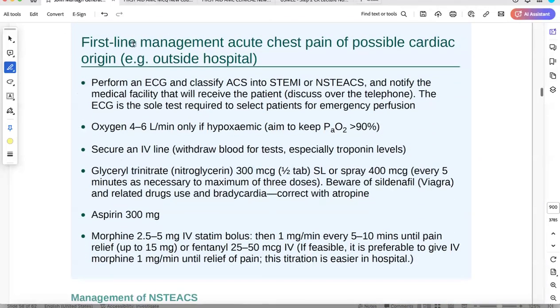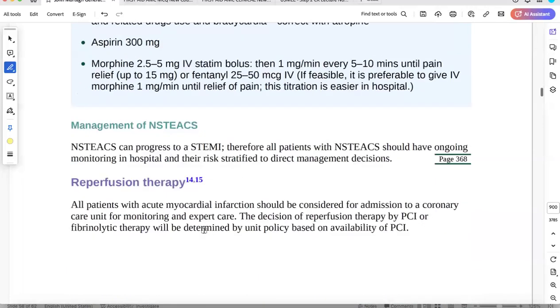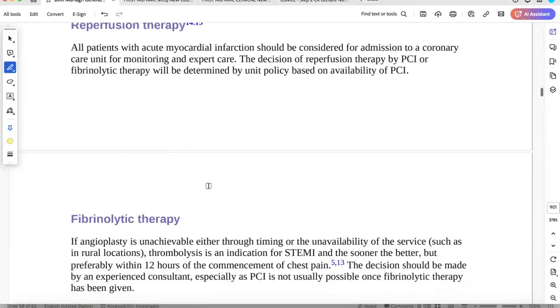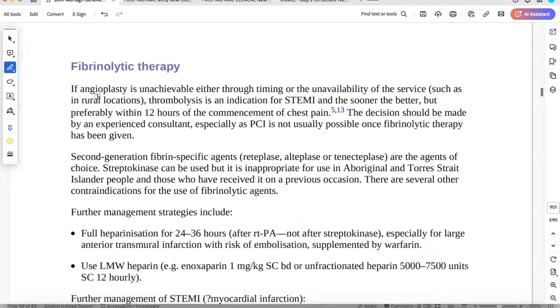So we talked about the first line management of ACS: oxygen, IV line, nitrate, aspirin, morphine. If angioplasty is unachievable, either through timing or unavailability, thrombolysis is an indication for ST elevated MI, and the sooner the better, but preferably within 12 hours. So that's what we have discussed as well.